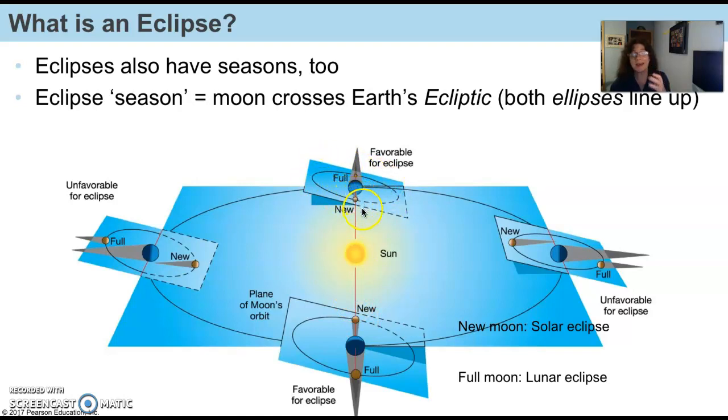You may think this will happen right around the equinox. That is not the case. It just looks that way from this graphic. But there are generally, not always, but generally twice a year when the ecliptic lines up with the moon's revolution around the Earth. And that is called an eclipse season for that full moon and that new moon.